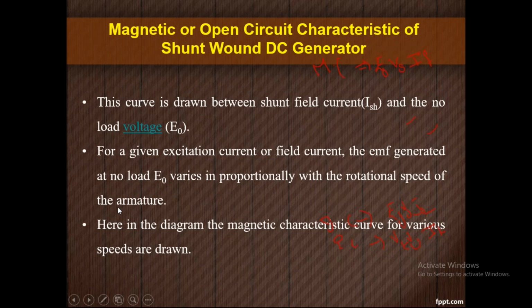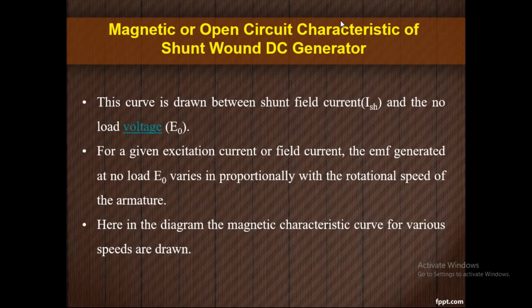Now let me see the magnetization or open circuit characteristics of a DC shunt wound generator. Just now we told you that the magnetization characteristics are drawn between the no load induced EMF, that is E0, and ISH. So here the field current is taken along the x-axis and E0 along the y-axis. Now for a given excitation current or field current, the EMF generated at no load is proportional to the rotation speed of the armature.